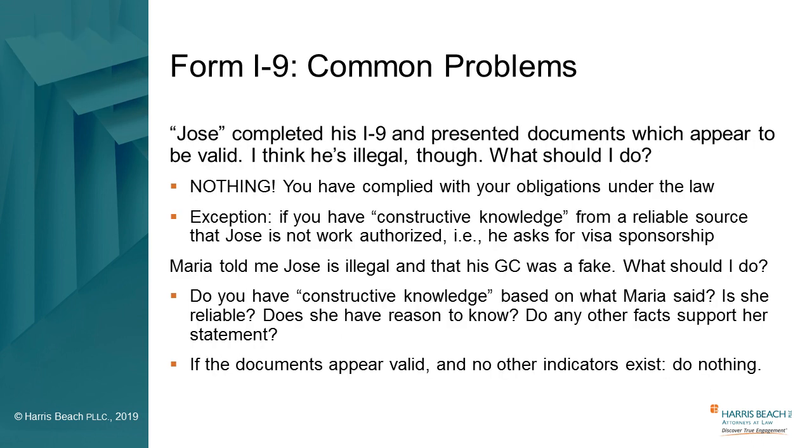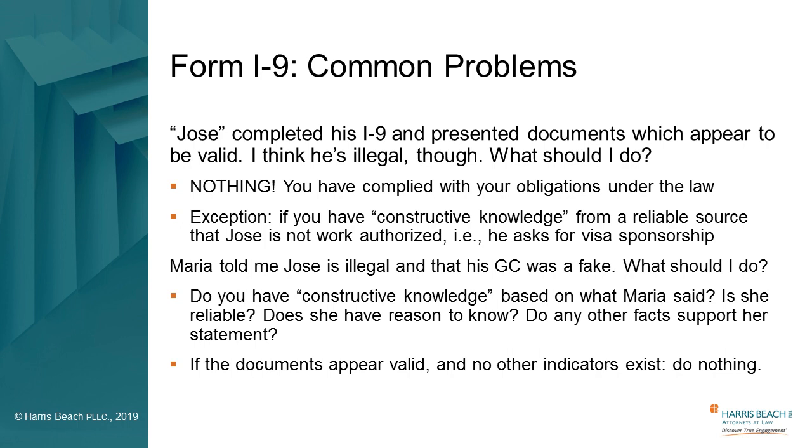All right, some common problems. Jose completed his I-9 and presented documents to me which appear to be valid, but I think he's illegal though. What should I do? Well, you should do nothing. You have complied with your obligations under the law, and you leave it at that. Now, the exception is if you have constructive knowledge from a reliable source that Jose is not authorized to work. For example, if he asks for visa sponsorship when he's already indicated he's a U.S. citizen, you know there's a red flag and you have to take action there.